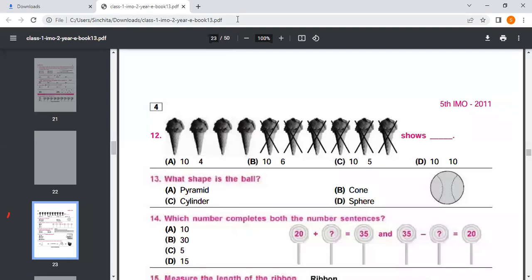Animesh, do you know what is the meaning of pyramid? If something is in pyramid shape, how does it look? Ma'am, it is like a triangle. Yes, very good. It's like a triangle, almost. Very good. Now tell me number 14, Mita.